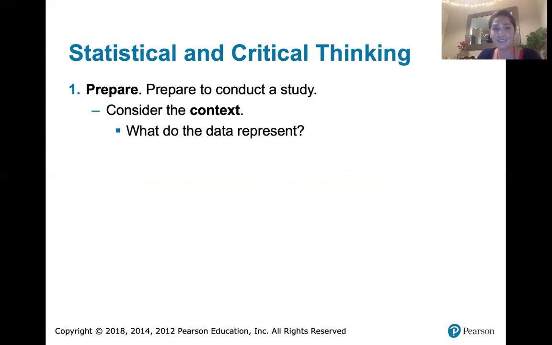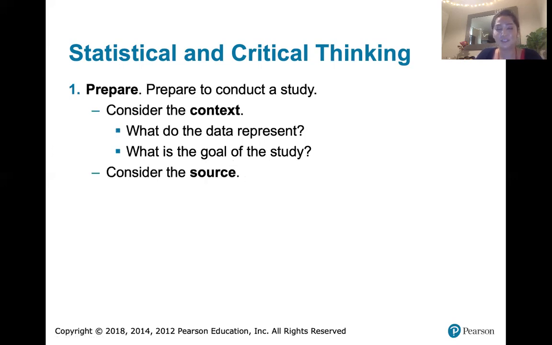Are they parking spaces? Are they someone's weight and somebody's height? Is it male or female? Like what exactly do these data represent? Is it a social security number, or is it an amount in someone's bank account? Like those are 2 different things. So we want to consider the context in terms of what the data represent. And then we want to consider what the goal of the study is.